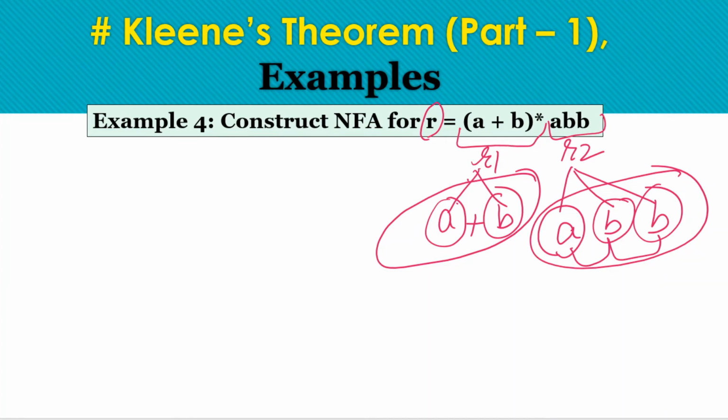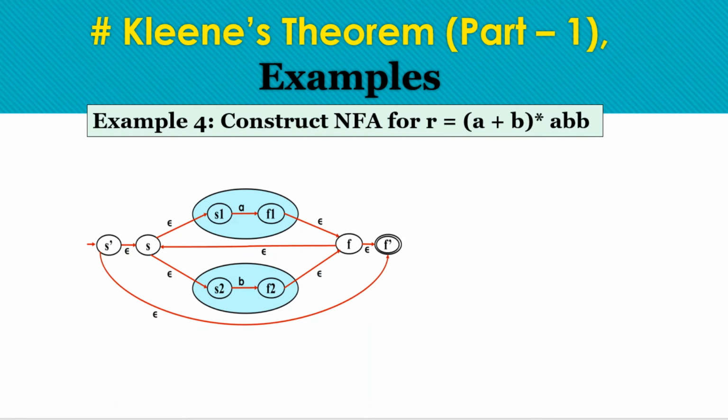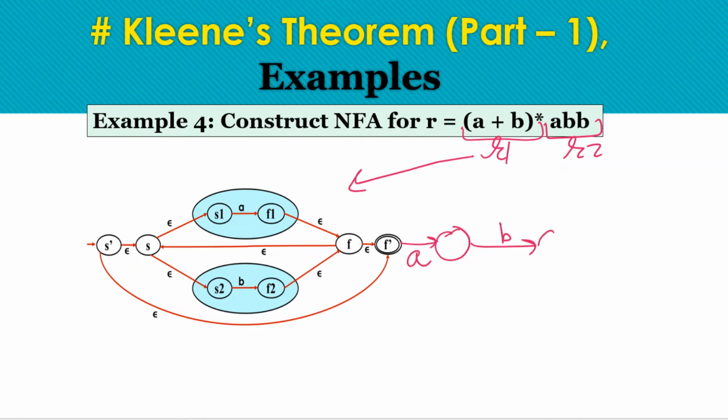So first, following the first method, we have this machine for the sub-expression R1, as we have covered in previous examples. Now we have to draw the machine for R2, which is again the concatenation of three machines from case 1 of Kleene's theorem. So we can directly concatenate these expressions: from this we get a, next we get a b, next we get a b, and we are at the final state.